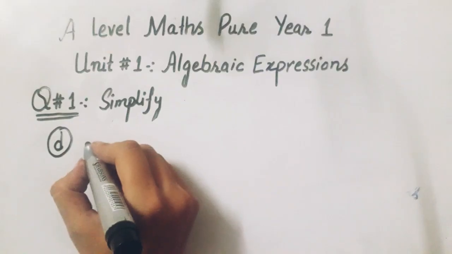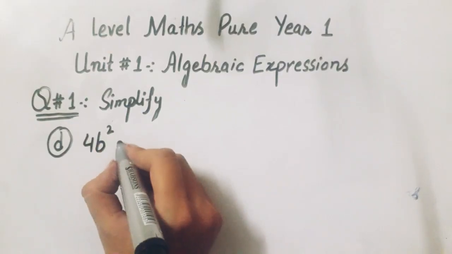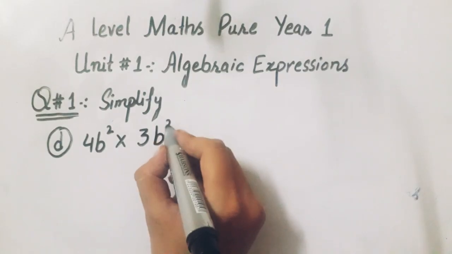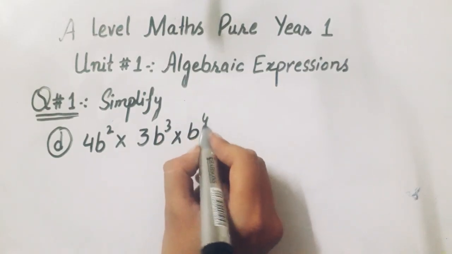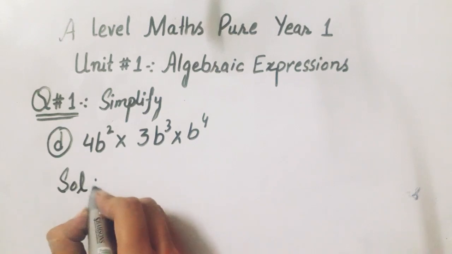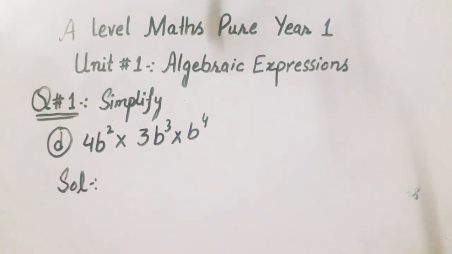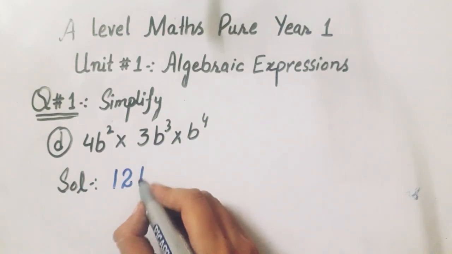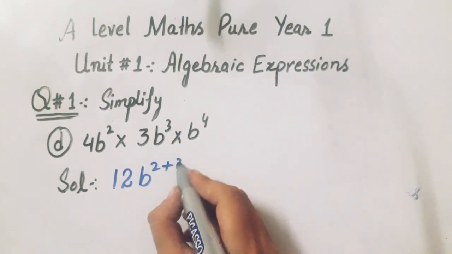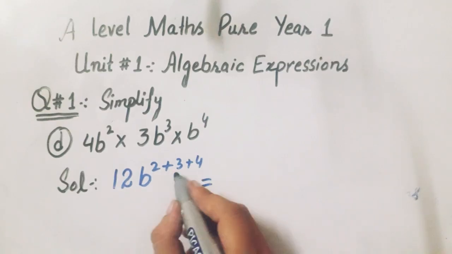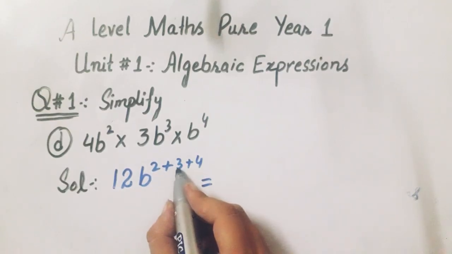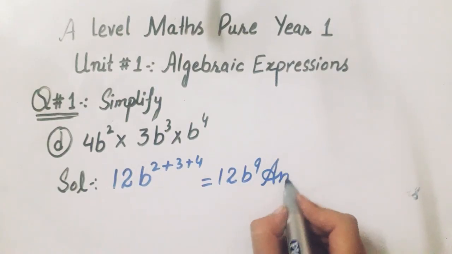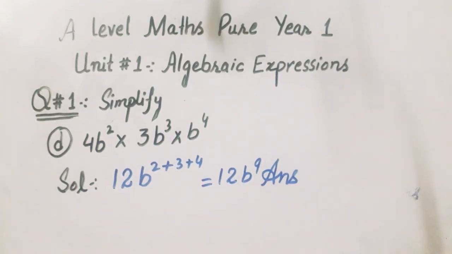Now the D part is 4b square multiply 3b cube multiply b power 4. So we will solve this as multiply 4 into 3, that is 12. So b power 2 plus 3 plus 4, it means 2 plus 3 is 5, 5 plus 4 is 9. So 12b raised to power 9. This will be the answer. Now we will solve question number 2.